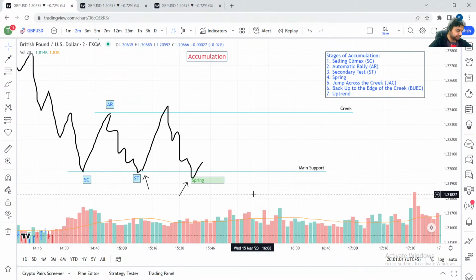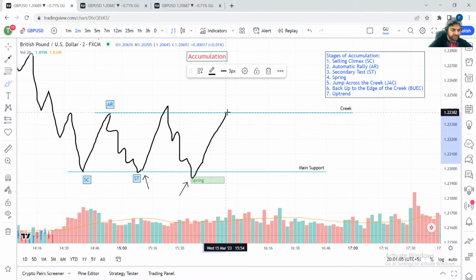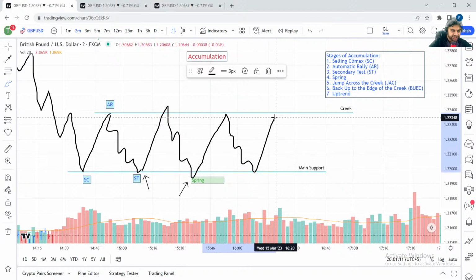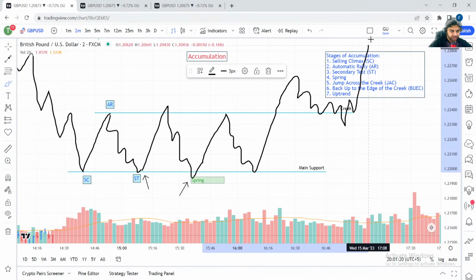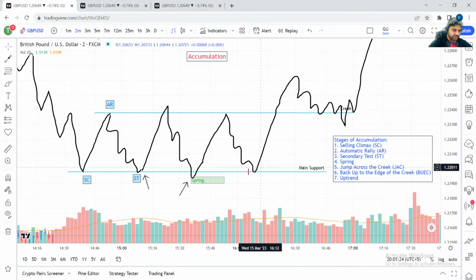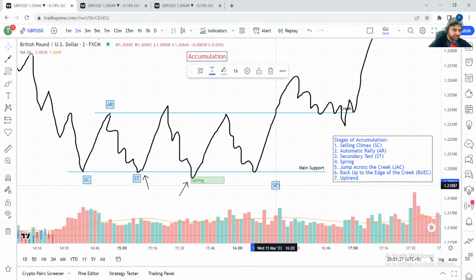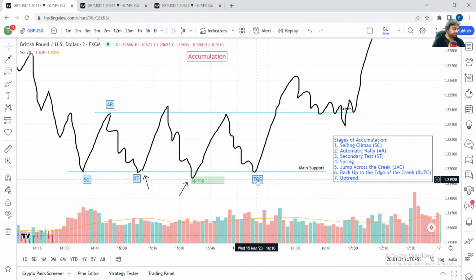It's a spring, and then the market jumps up, and then it slowly falls down one more time, and you will have another secondary test which will be called toss. What is toss? Toss is actually test of spring. Test of spring.